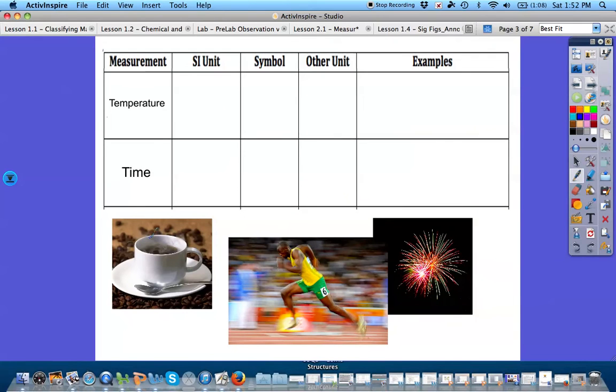The SI unit for temperature is Kelvin. The symbol for Kelvin is a capital K. And the other units that we use are Celsius, the symbol for that is degrees Celsius. Notice Kelvin does not have the degree sign. There is no degree sign with Kelvin.